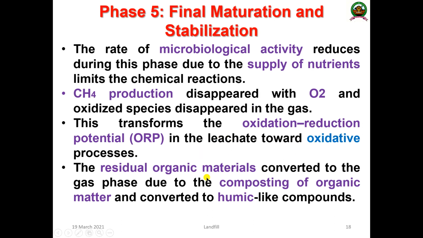Then the residual organic material is converted to gas due to the composting of organic matter, and is converted to humus-like substances, or simply humus, which will be added to the soil. That is another important aspect. So the residual organic material remaining after the conversion to the gas phase is added to the soil as humus.